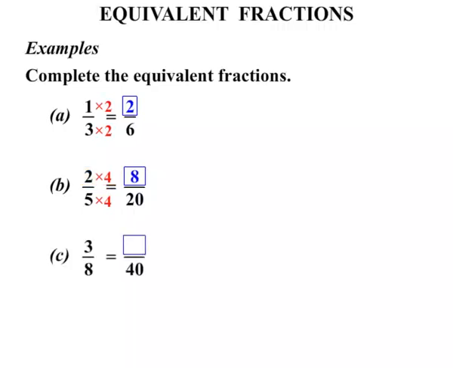The next one, 3/8 equals something over 40. So our denominators, we know both of them, so let's consider 8. To turn it into a 40, we times by 5. We times the bottom by 5, let's times the top by 5 as well. And 3 times 5 is 15.